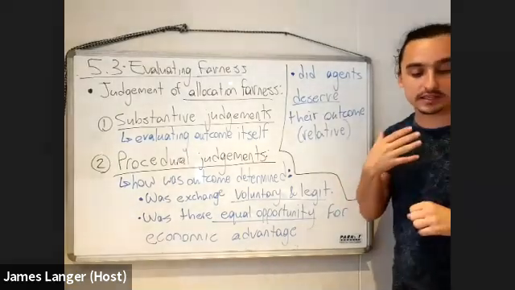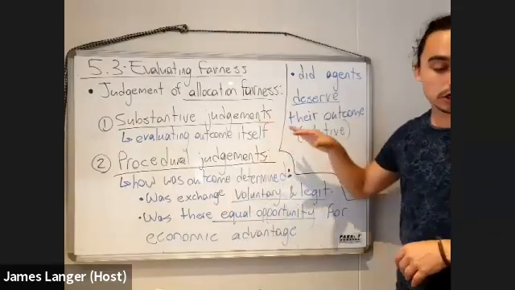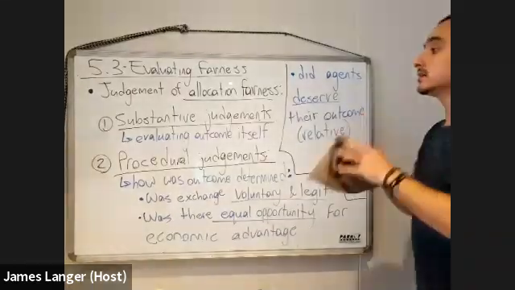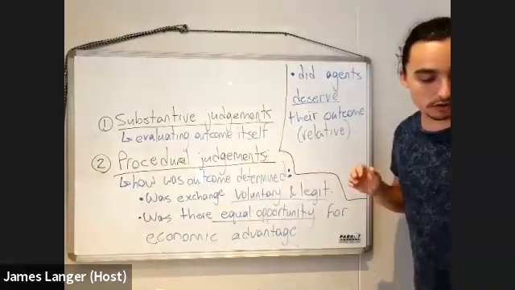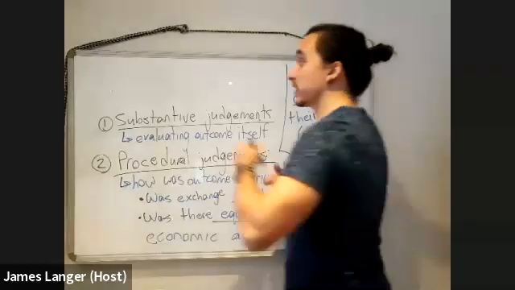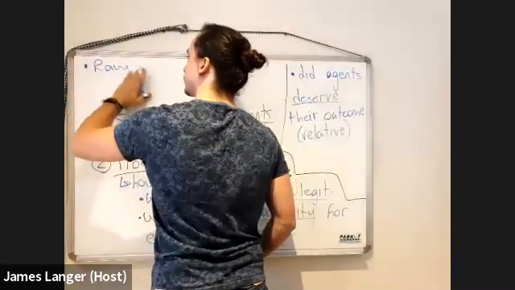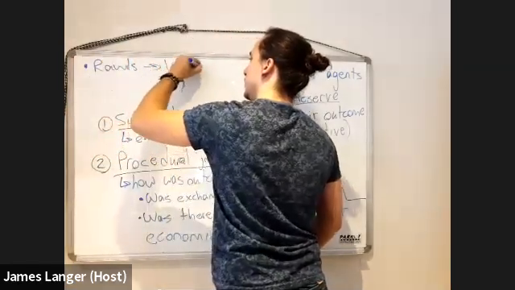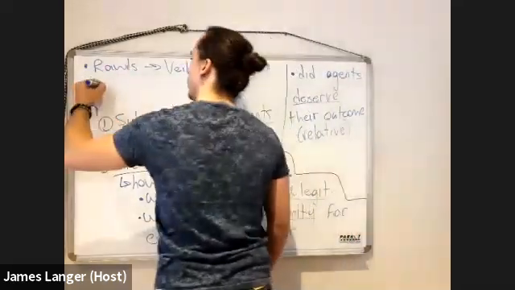Cool. But the one thing you do want to understand is that when you're making these types of judgments, a very good tool is the veil of ignorance approach. I'm just going to write that at the top of the board. The veil of ignorance approach. So this is Rawls's thing: the veil of ignorance approach.